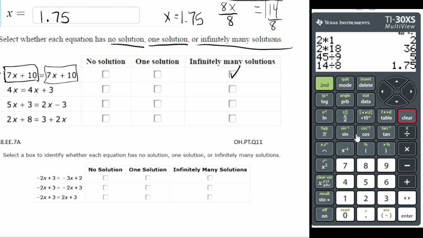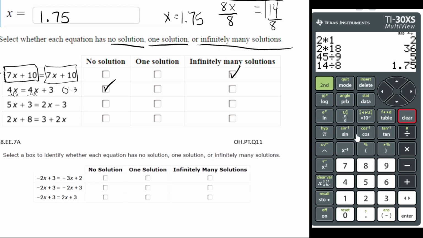4x equals 4x plus 3. You know that when you go to start this, one thing you're going to have to do is move all the variables to one side. So when you get rid of this, you're going to have to subtract 4x from each side. That's going to leave you with nothing on the left side and no x on the right side. You'll be left with 0 equals 3. No variables, they don't match. It's no solution.